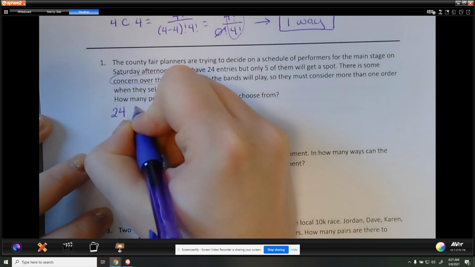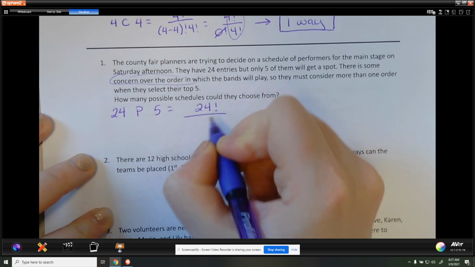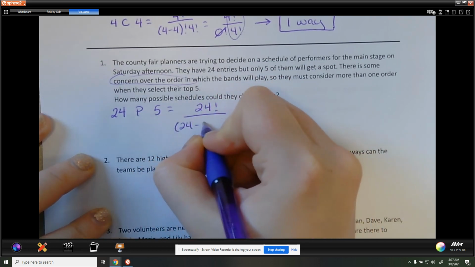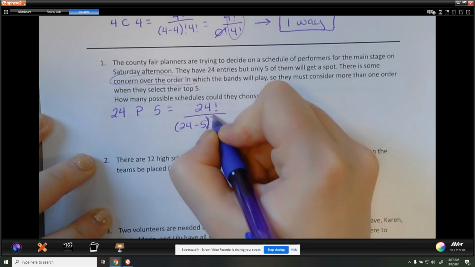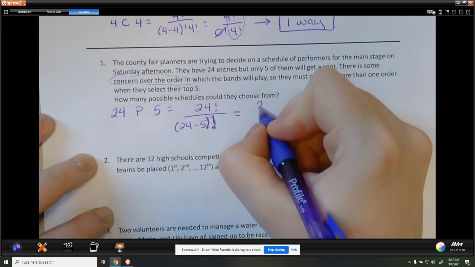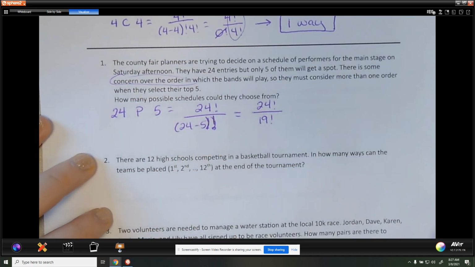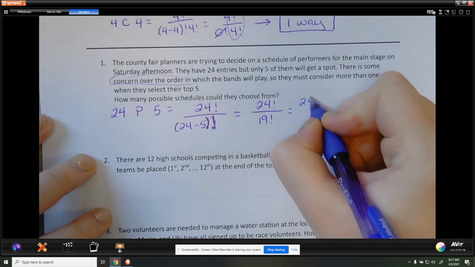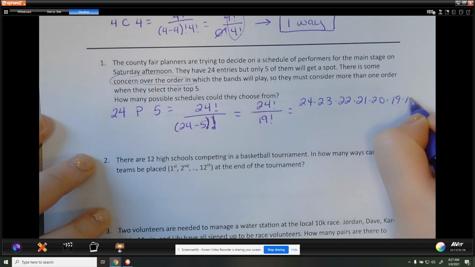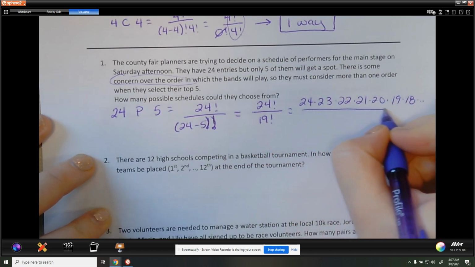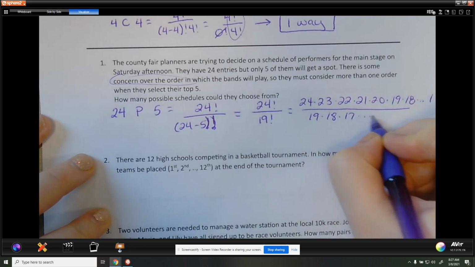We've got 24 possibilities, choose 5. So this is 24 factorial, all divided by (24 minus 5) factorial. The subtraction goes on the outside of the factorial parentheses. So we've got 24 factorial over 19 factorial, for 24 minus 5. If I were to write this out, we've got 24 times 23 times 22 times 21 times 20 times 19 times 18, and so on until we get to 1. Down here we've got 19 times 18 times 17, until we get to 1.